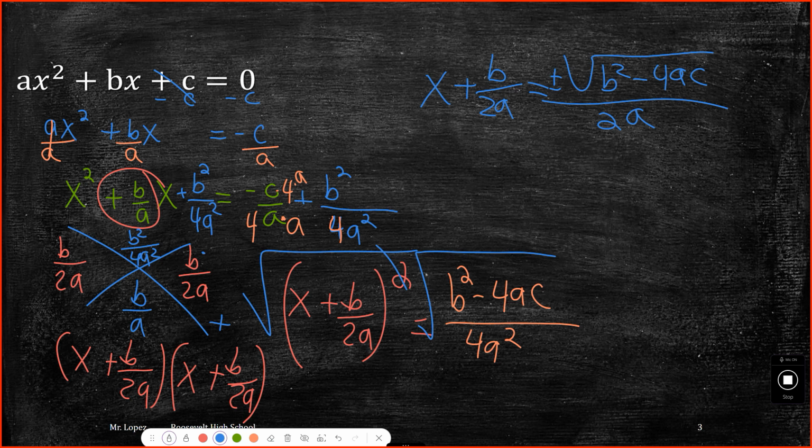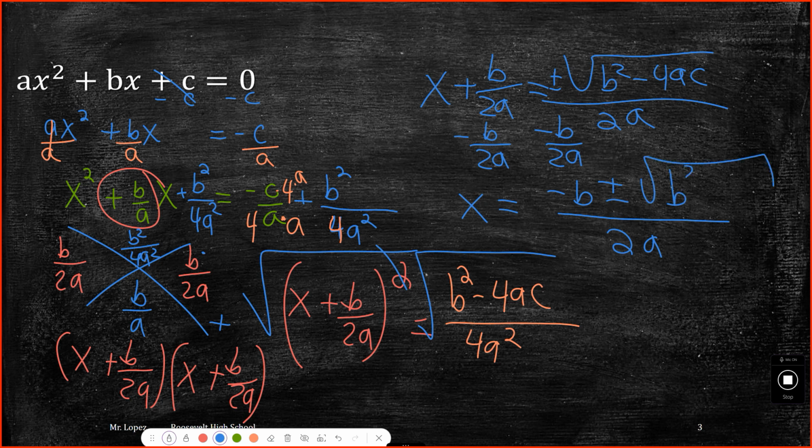Now how do I get the x by itself? Minus b over 2a, minus b over 2a. So x is going to equal... I do have a common denominator of 2a. So put it over 2a. And then I have negative b here, plus or minus the square root of b squared minus 4ac. And that is the quadratic formula.